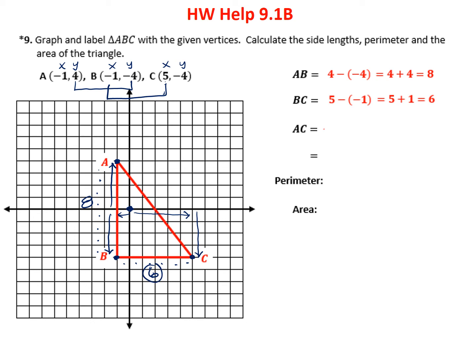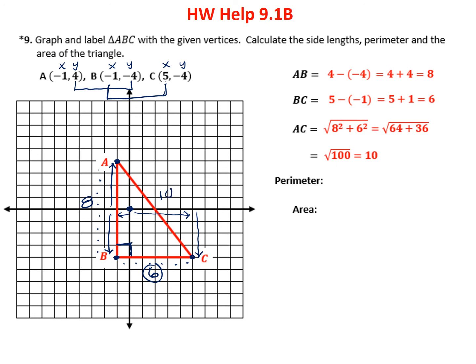Now when it comes to AC, I have a diagonal line, so I can't count squares. So now we're simply going to have to use our Pythagorean theorem. A squared plus B squared equals C squared. So in this case, I know that 8 squared plus 6 squared, the 2 sides of the right triangle here, equal my length, the square root of that. So 64 plus 36, or square root of 100, is 10. So now I know that this side is 10.